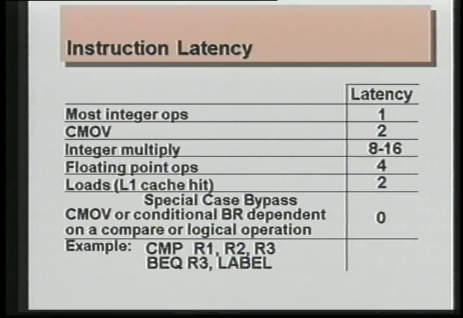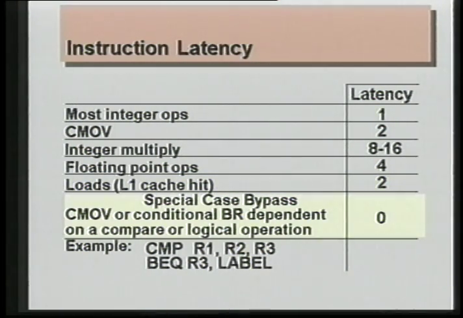For the floating point pipeline, the length is determined simply by the number of stages it takes to execute the instruction. And it is because arithmetic exceptions in the Alpha architecture are imprecise that the two pipelines can be different lengths. Okay, the next slide shows the latencies of operations in these pipelines. Most integer operations take 1 cycle. The exceptions are conditional move, which takes 2 cycles, and integer multiply, which takes between 8 and 16 cycles. Floating point operations take 4 cycles, and loads that hit in the level 1 cache take 2 cycles.